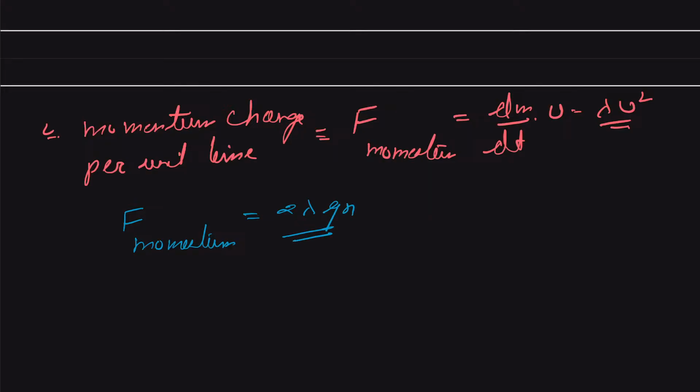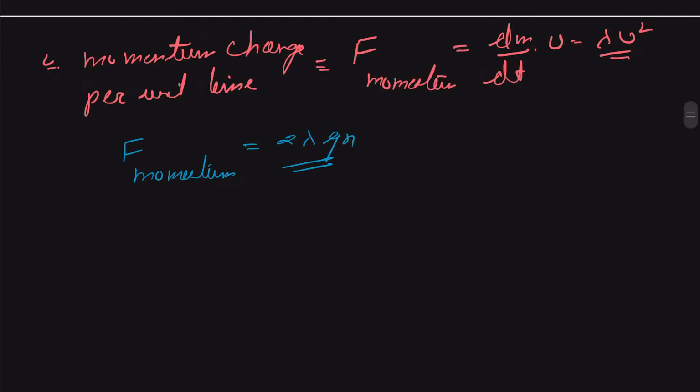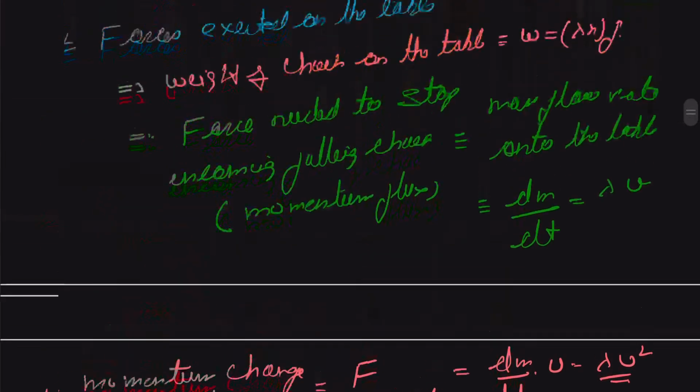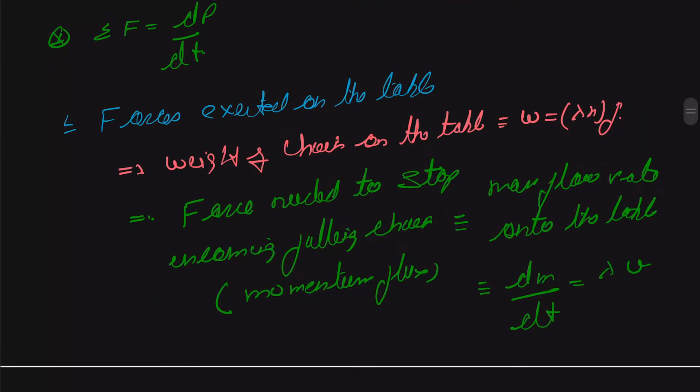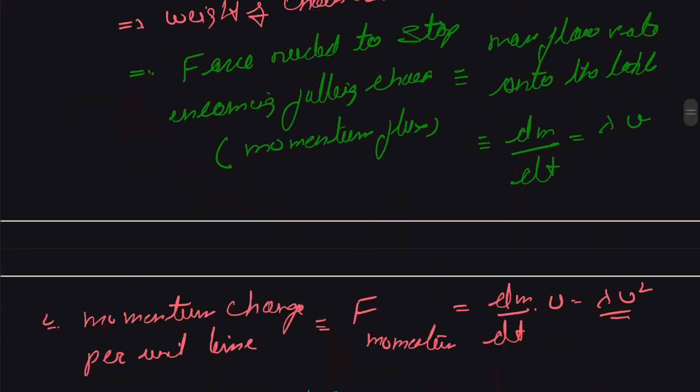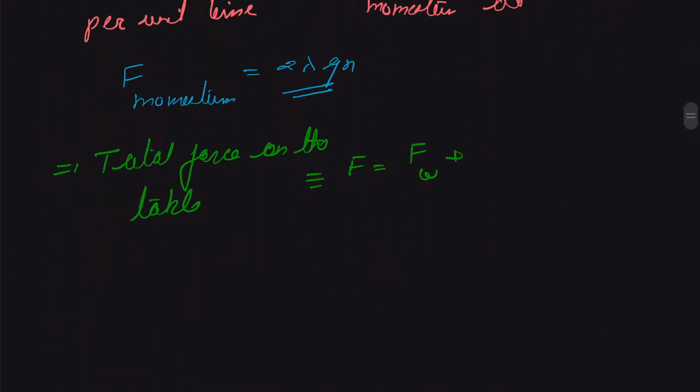So therefore we can say total force on the table, and total force will be the contribution of both, that is F is equal to, let me call this F weight, Fw, plus F momentum.